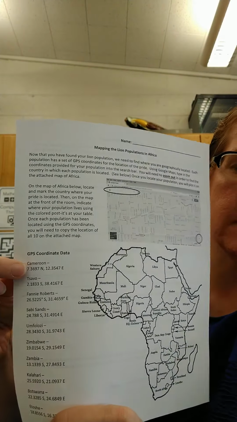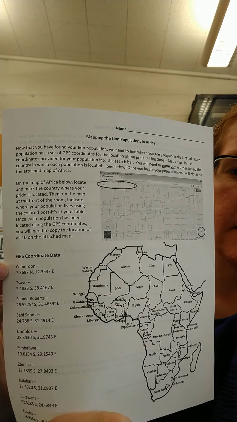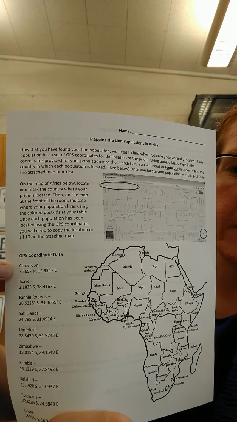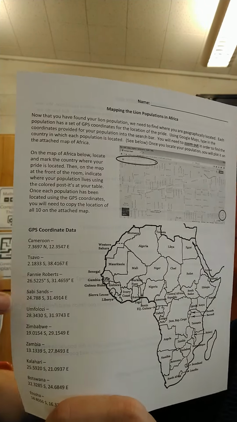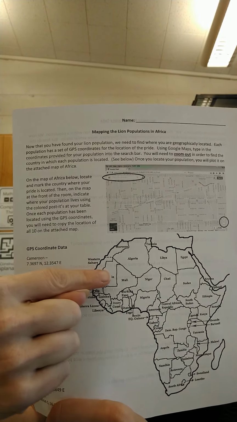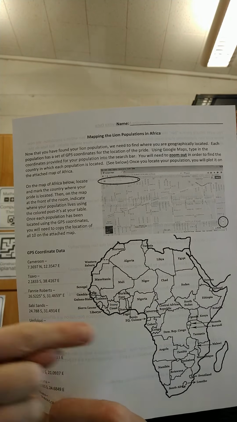So the first thing you're going to do is name yourself as a population. We're going to say that everyone that's online is going to be in Cameroon. The very first part of your project is going to be to find these coordinates. Once you find the coordinates of each one of these countries, you are then going to draw an arrow to them on the continent of Africa and show where they are located.